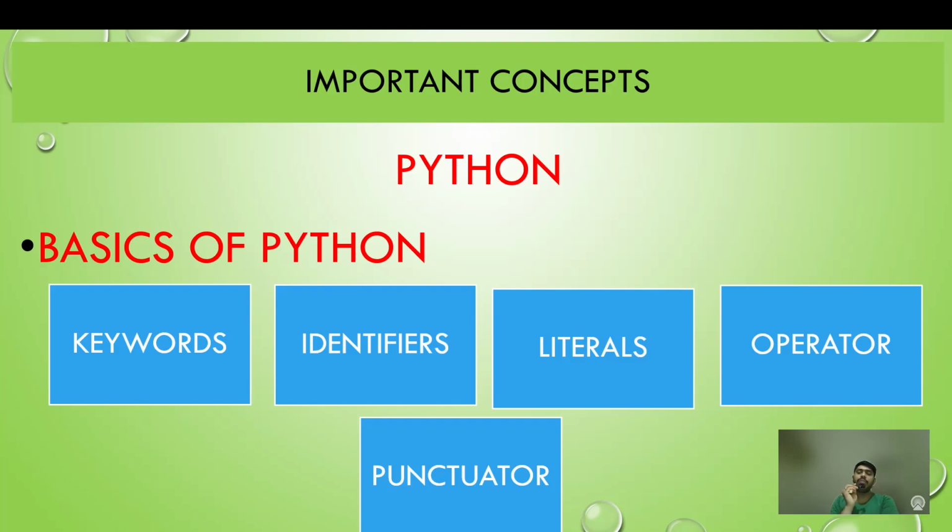This is the different operator we are having. Then punctuator: we can structurize the program by using some symbols like at the rate, hex, comma, colon, double quoted, single quoted. So like this, there are so many symbols to structurize the program. This is called the basics of Python. I hope you understood. So carefully go through all these topics before going to the examination.